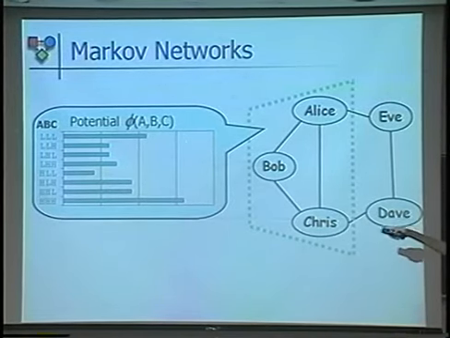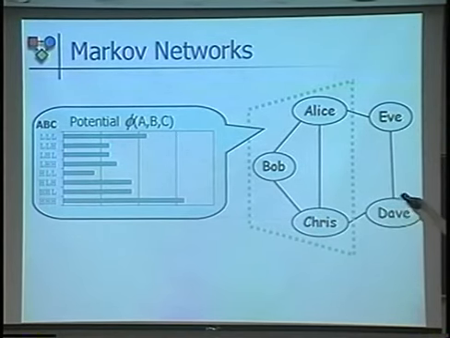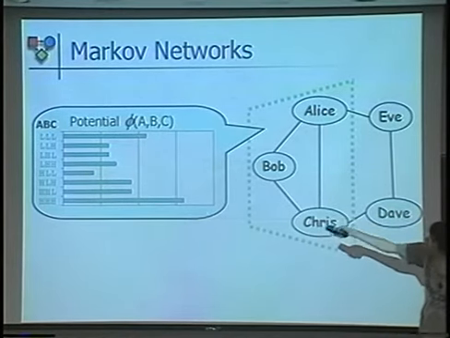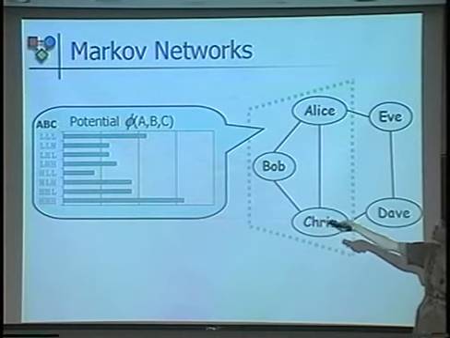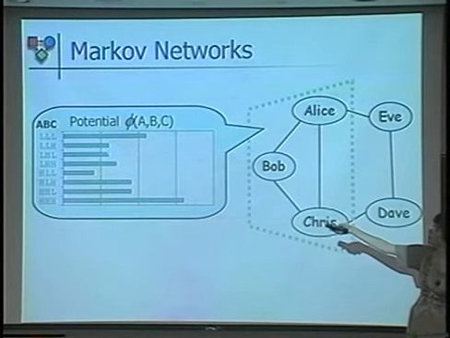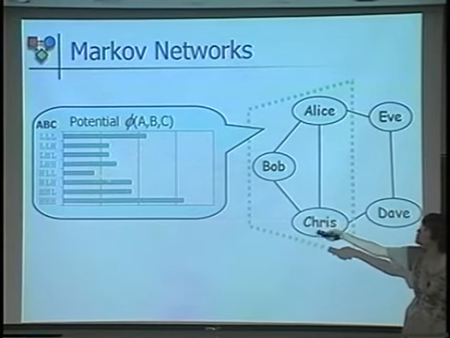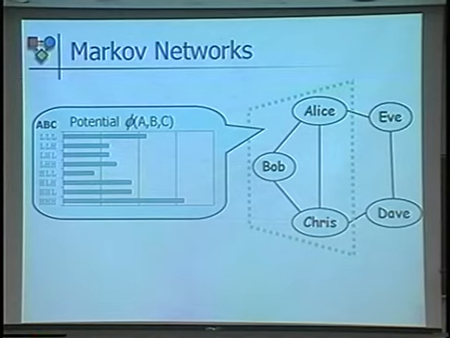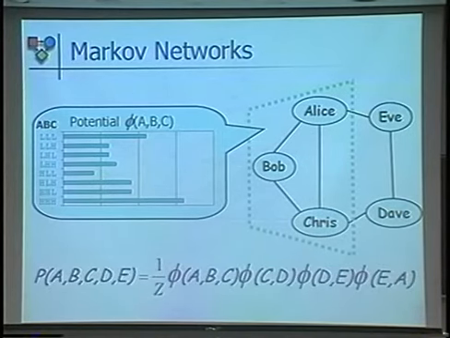But the state where they all get low grades also has a good compatibility because students who study together often have similar performance in a class. So both of these configurations have higher potential, higher compatibility than configurations where there's disagreement between the performance of the students in the study group. And we're going to have one such potential for each study group. And we're going to then define the joint probability distribution simply by multiplying these potentials together.